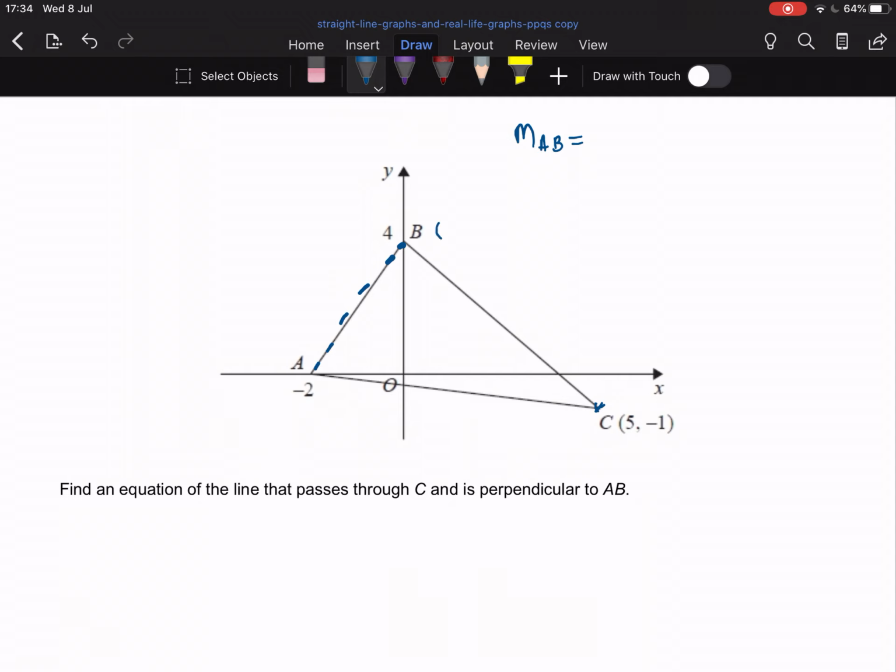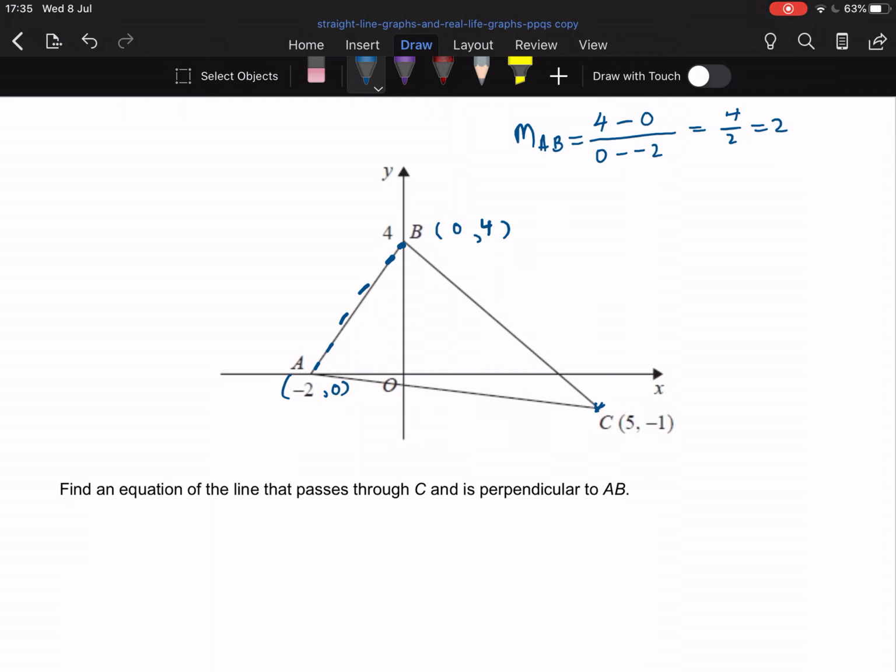I know it doesn't really have points written out fully, but from the drawing we can say that this point is (0, 4) and that this point is (-2, 0). I'm going to do B's minus A's, let's say. Starting with y, 4 take away 0 over 0 minus -2, so that's 4 over 2, which simplifies to 2, and it makes sense because it's a positive line going up.